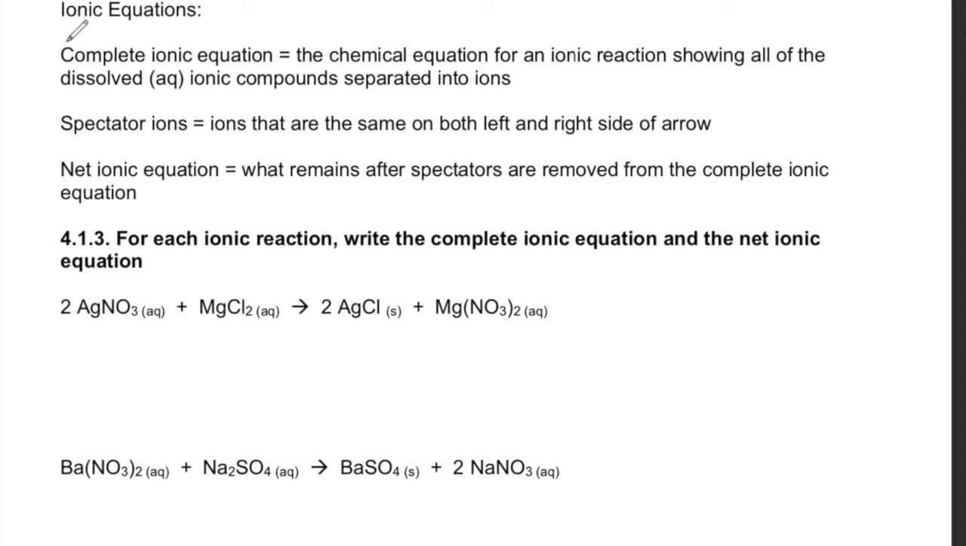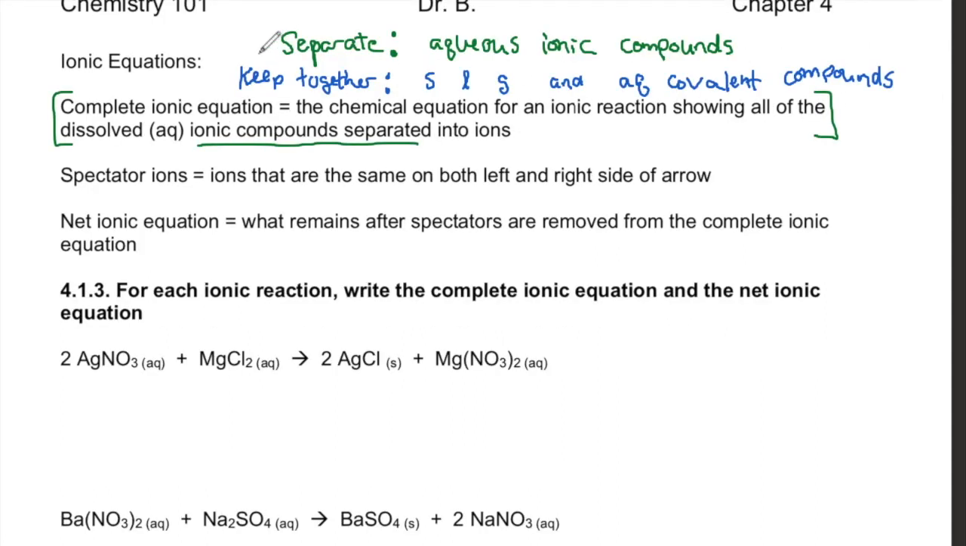The first step to doing that is to write the complete ionic equation. So anything where the ions are separated when they're dissolved in water, we're going to show them as being separated. So let's just take note of what things we're going to separate and what things we're going to keep together when we write this ionic equation. And we want to reflect reality.